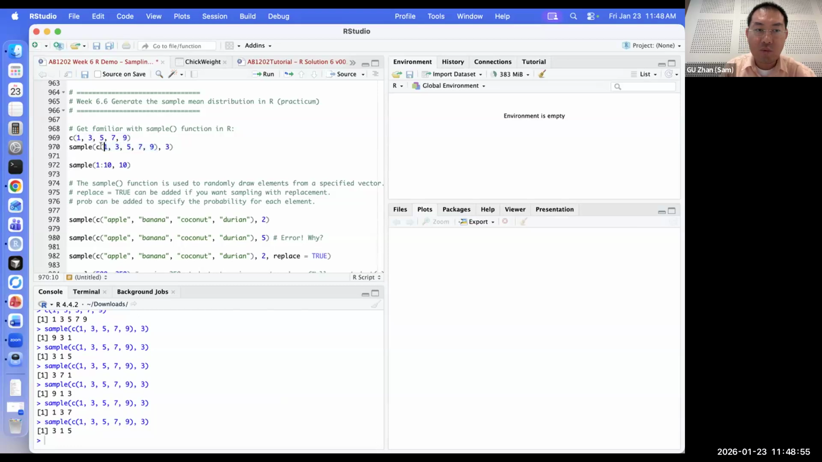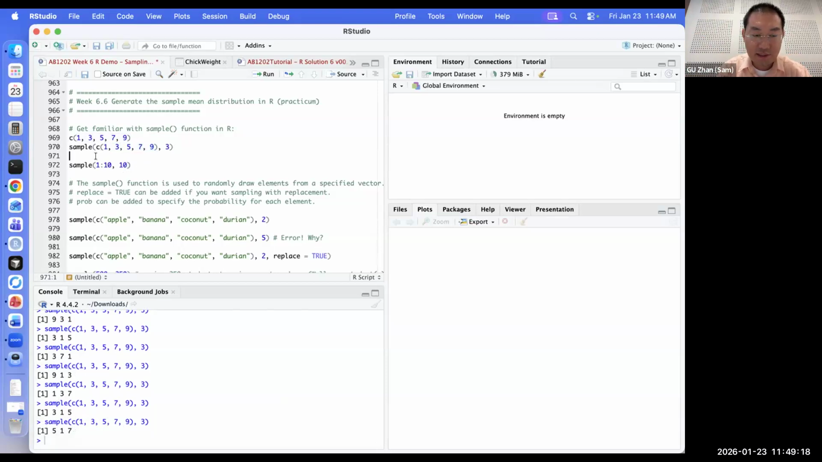So you get one first, then you do not put that individual back. Say you get 5 first. After you get 5, you remove 5 from the list. What remains is 1, 3, 7, 9. Then you get another value. Say you get 1, then you remove 1 from the list. So this is the default behavior of sampling without replacement.